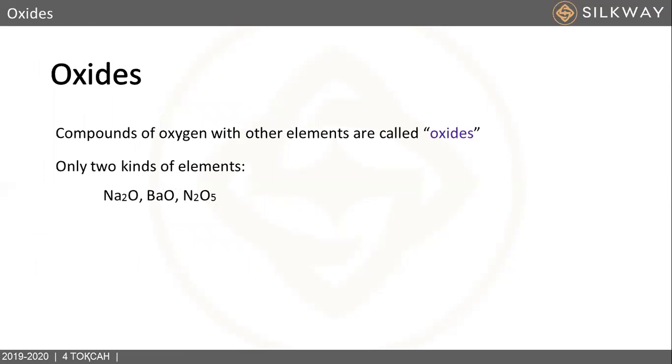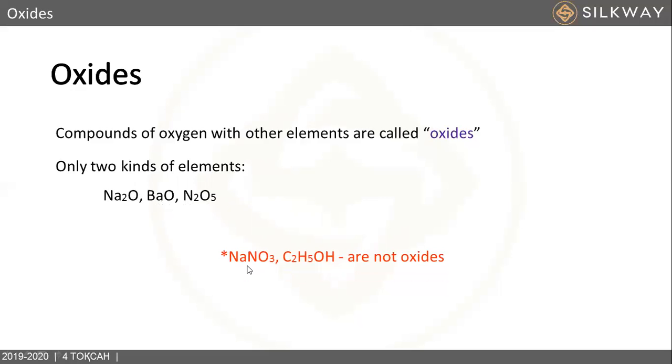Compounds of oxygen with another element are called oxides. In oxides, there are only 2 kinds of elements. For example, sodium oxide: one element is sodium and the second element is oxygen. Barium oxide: one element is barium and the second element is oxygen. Dinitrogen pentaoxide also has only 2 kinds of elements. First of them is nitrogen and the second of them is oxygen.